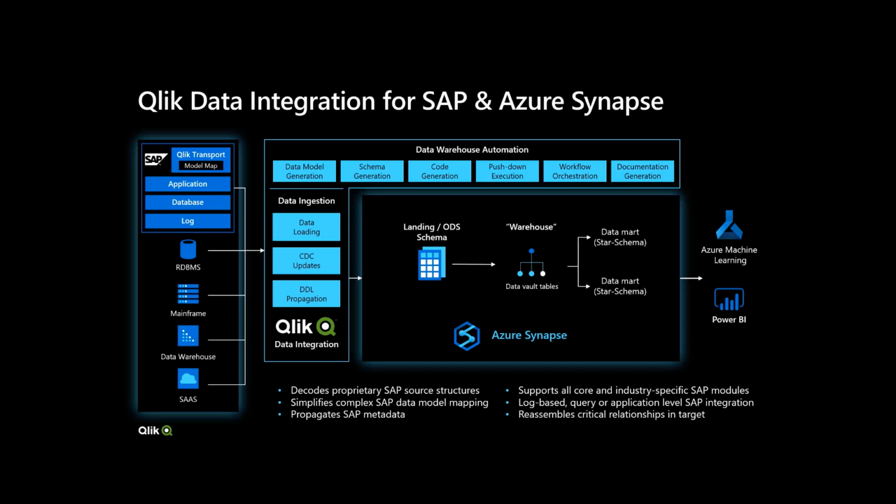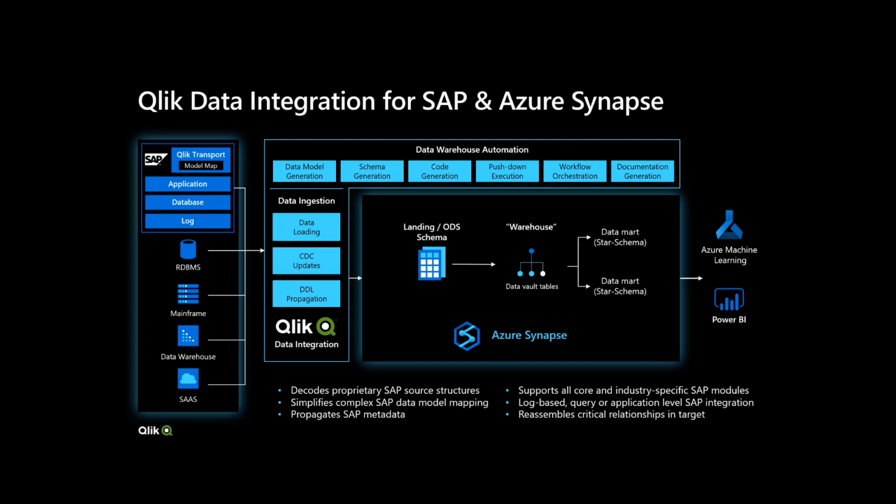When Qlik Data Integration processes the data, you can see how we process the data vertically on the left. We do the DDL propagation, delivering the objects into Synapse. Then we load the data and then provide the real-time updates through change data capture. And then once the data is landed into Synapse, we use Compose, which is our data warehouse automation solution, across the top there horizontally. We handle the data model generation, schema creation, code generation, all the way through to generation of the data mart. And of course, once the data mart is created, it can then be consumed by the end application. In this example, it'll be Power BI.